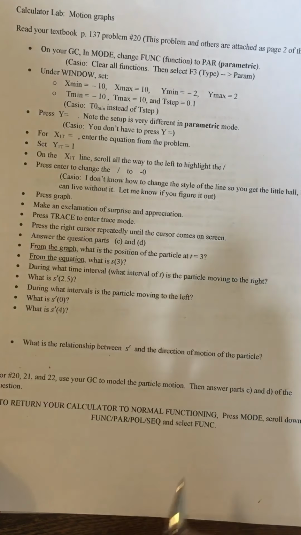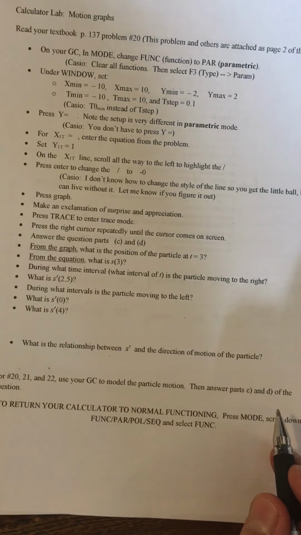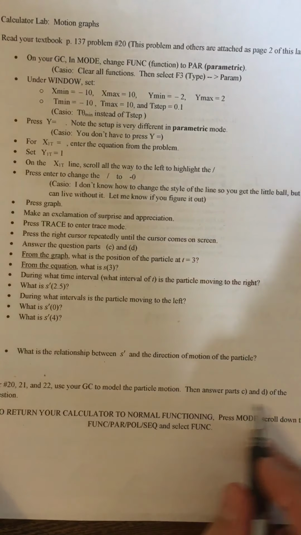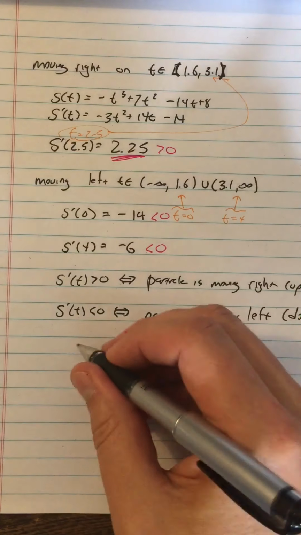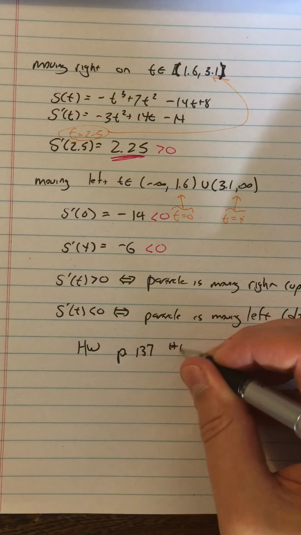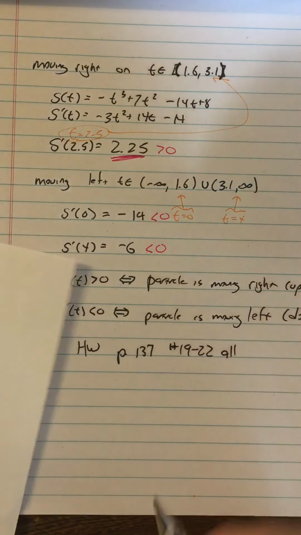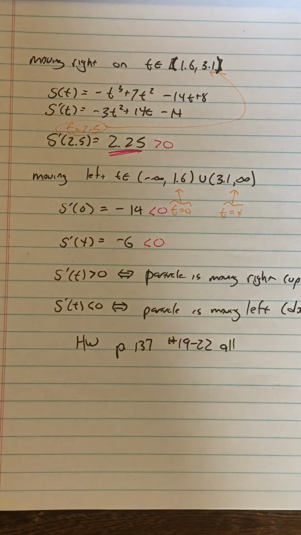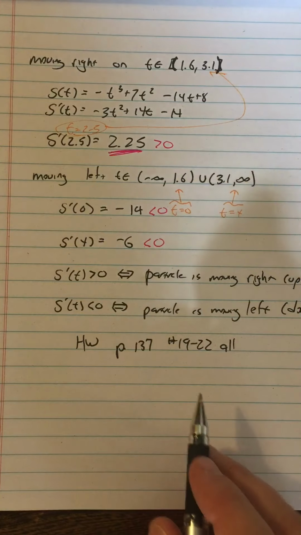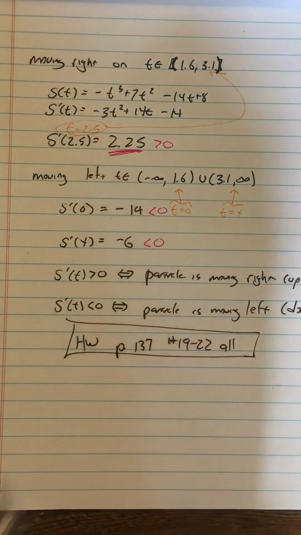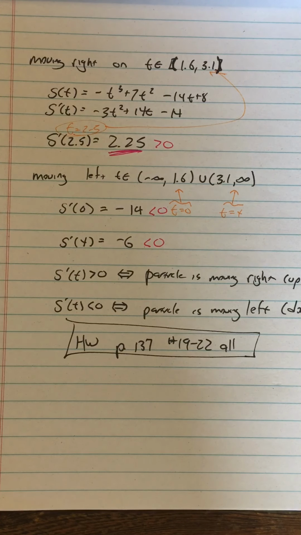And then it asks you to answer parts C and D of the question. What I would recommend at this point, instead of doing parts C and D, is to go to the homework, page 137, numbers 19 through 22 all, because these parts will be included in that. So I would recommend you go ahead and start that part of the homework. However, there's more to the lecture today, so maybe hold on to this, and the next thing we're going to talk about is the graphs of f prime and f double prime.